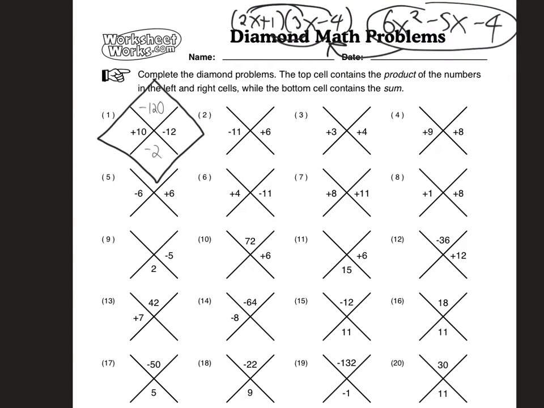Why don't you go from numbers 2 all the way through number 8. See if you can do these ones on your own. See if you can just get in the habit of multiplying the two numbers on the side to the top and then add to the bottom and see how you do, okay? We'll check our answers in a second.